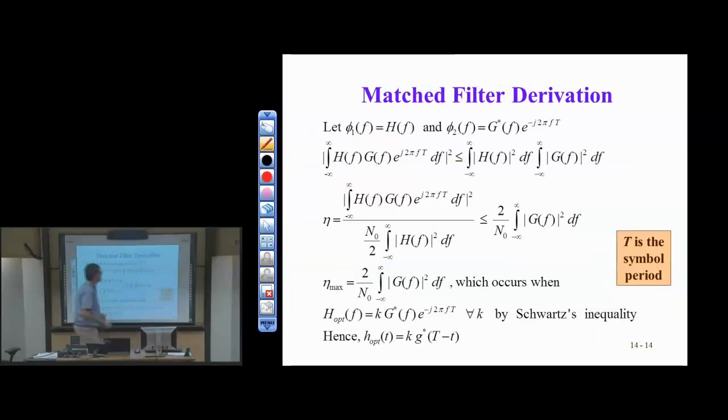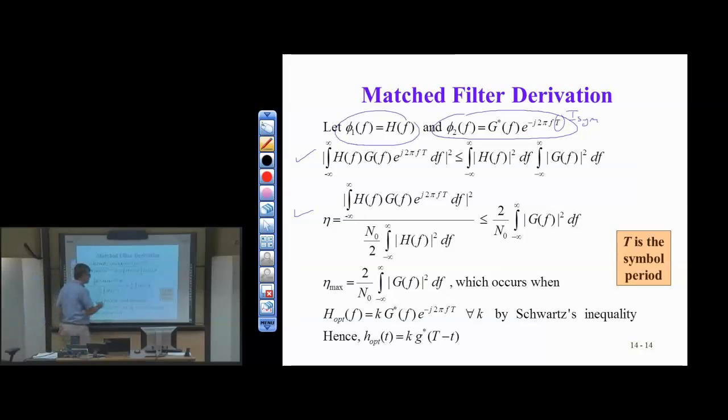All right, so the good news is if we let phi 1 equal h of f, which is what we're trying to figure out, and phi 2 equal what we know, which is the Fourier transform of the pulse shape, in this case conjugated, times e to the minus j 2 pi f T, where capital T is the symbol time, then we can use this relationship from the previous slide to bound the signal-to-noise ratio. And this bound no longer involves the match filter, which is nice.